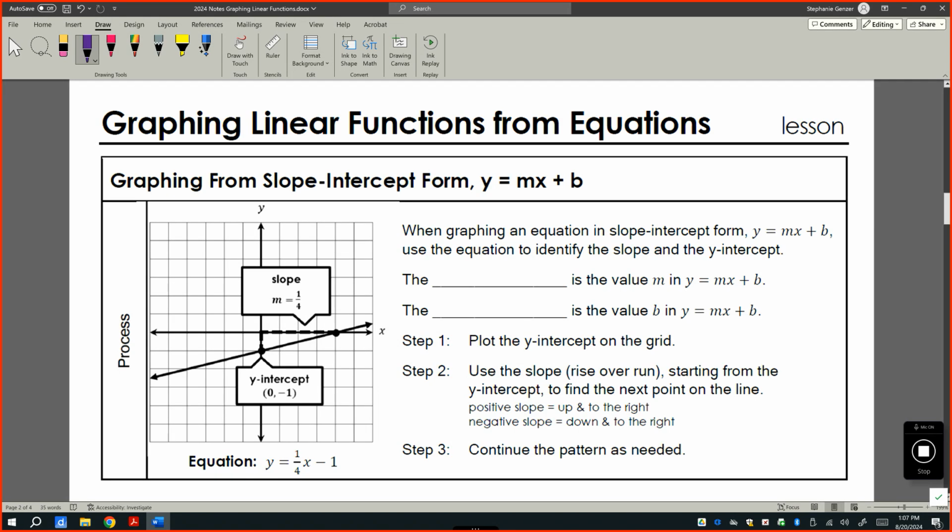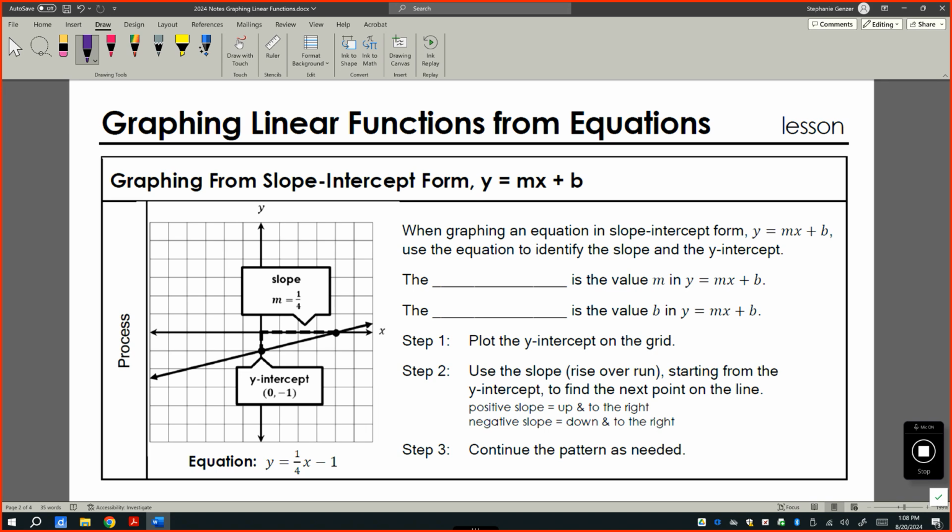Okay, so let's see if we can fill in the blanks here. First, we're going to talk about slope-intercept form. So when we're graphing in slope-intercept form, y equals mx plus b, we use the equation to find the slope and the y-intercept. The blank is the value m. What word goes in that blank?